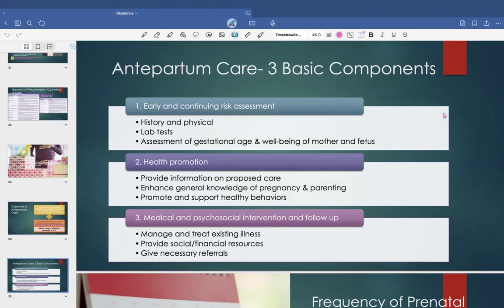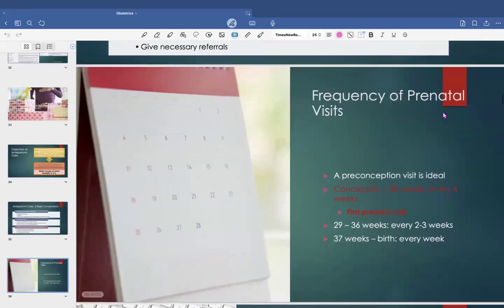All right, so you're gonna see this slide many times. A preconception visit, like we said, is ideal. Now we're gonna talk about from conception to 28 weeks. And during that time, the mom is gonna be seen about every 4 weeks. We're gonna concentrate on the first prenatal visit for the next few slides, and then we'll talk about 29 to 36 weeks, and then 37 weeks to birth, and then the frequency of those prenatal visits. So from conception to 28, it's every 4 weeks.